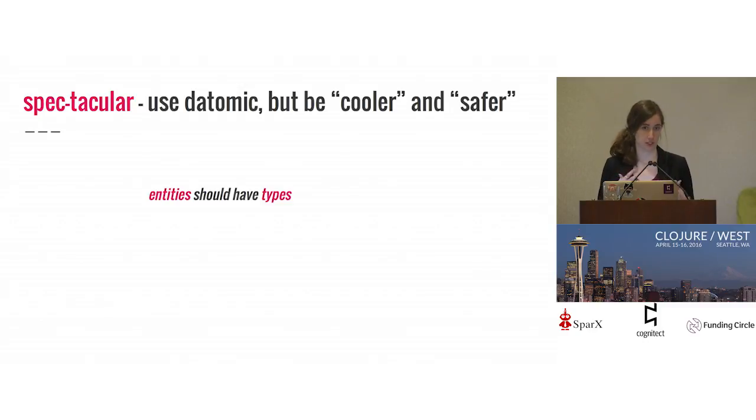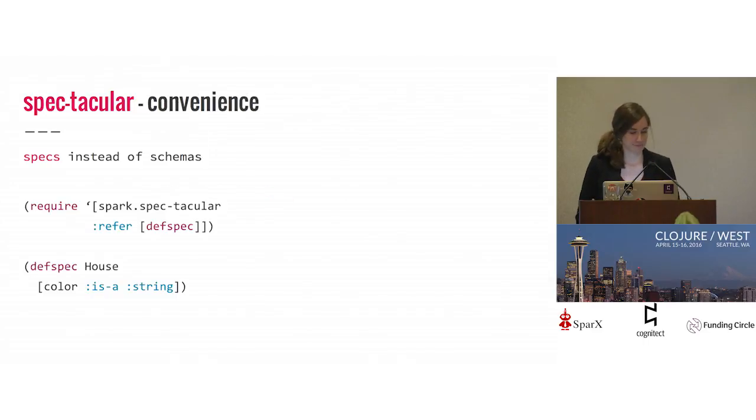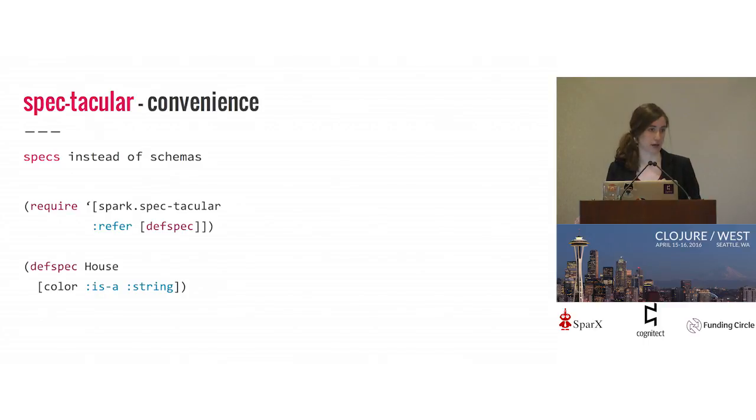Not just the attributes, not just the relations. Entities themselves should have types. And I'll explain what that means, right? So instead of schemas, we're going to talk about specs. So you can def spec a house. So now this is an entity type. I have a house type that has a color, which is a string. Almost exactly the same thing, except now you can talk about houses and not just about house color, right?